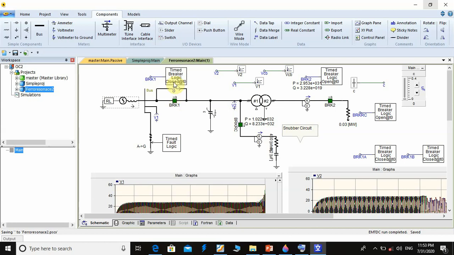Then we have here circuit breaker BRK1 with time logic for operation of the circuit breaker, when the circuit breaker opens or closes, at which time in the simulation period. Then we have the cable. Here we model the medium voltage cable just by stray capacitance.